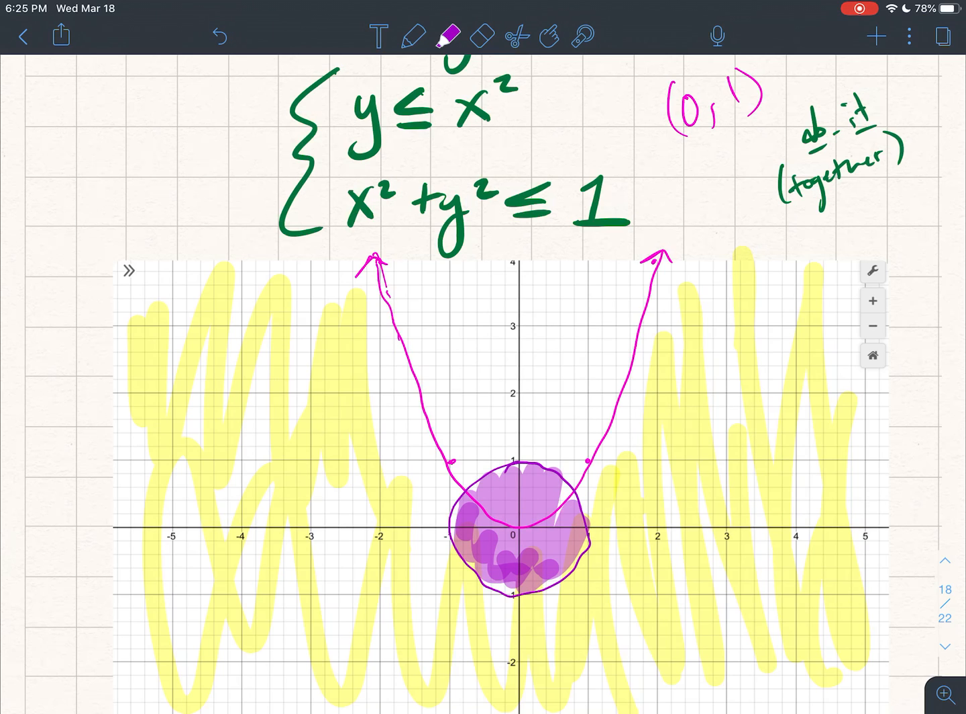And then the solution to the system is the overlap. It's where the shaded region of each inequality intersect. So it's going to be this region. I'm going to outline it in black here. This region, all in here. Those are all the points that satisfy both of the inequalities.